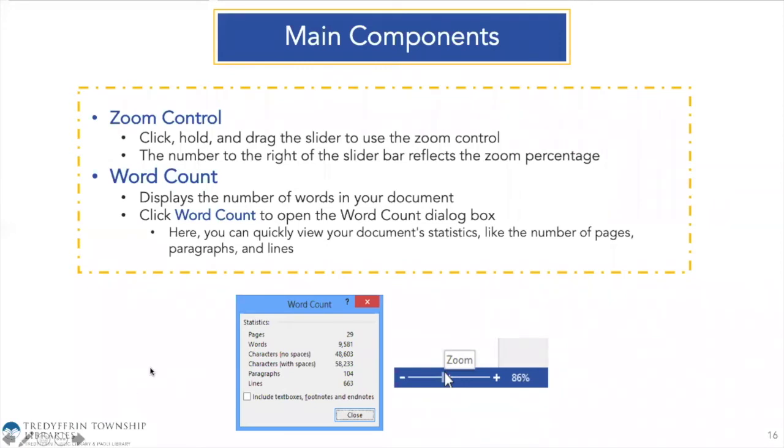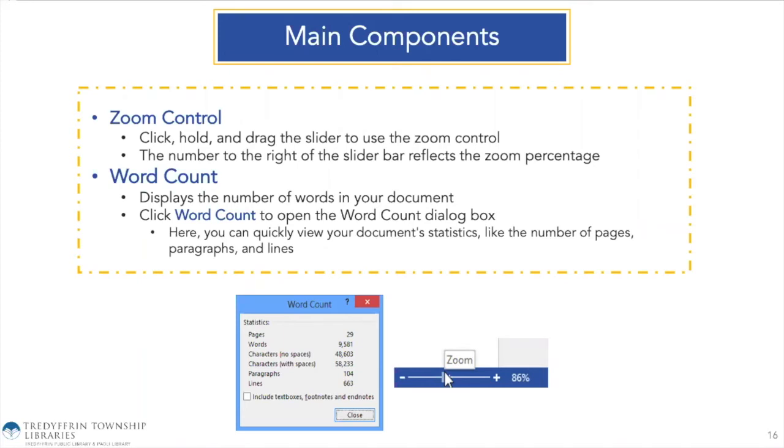Next is word count. So on the bottom, I believe it's right near the zoom. It's going to be on the bottom section of your Word program. You'll see just kind of like a random number. If you were to click that number, it'll give you statistics of your document. So it'll give you how many pages are in the document, how many words, how many characters without spaces, how many characters with spaces, how many total paragraphs, and how many total lines. And then you can also tell Word to include text boxes, footnotes, and endnotes within that count.